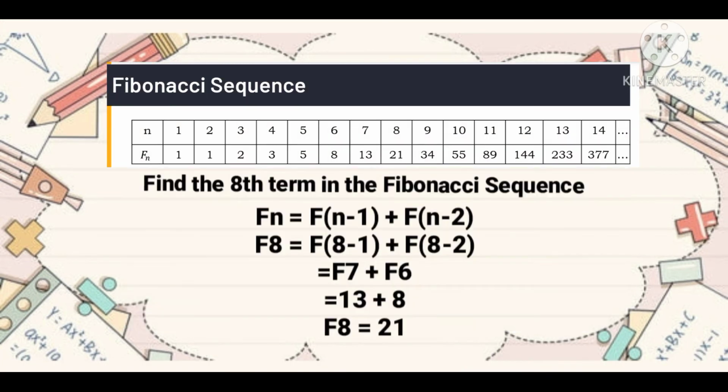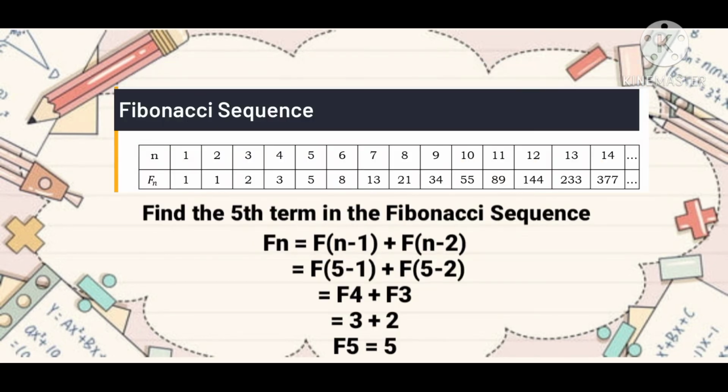233. Next example is find the eighth term in the Fibonacci sequence. So, papalitan lang ulit natin yung n natin ng 8 since yung pang 8th term in the Fibonacci sequence yung hinahanap. So, f sub 8 minus 1 is equal to f sub 7 plus f sub 8 minus 2 is equal to f sub 6. Titingnan lang natin sa ating table yung ating f sub 7 and yung ating f sub 6. So, 13 plus 8 is equal to 21. Therefore, the eighth term in the Fibonacci sequence is 21.